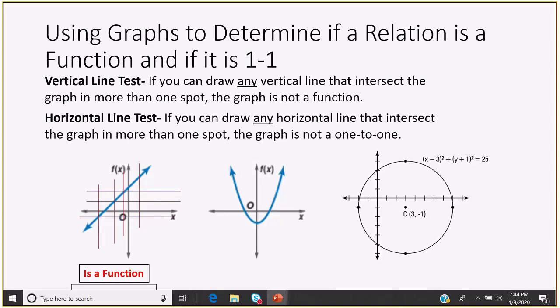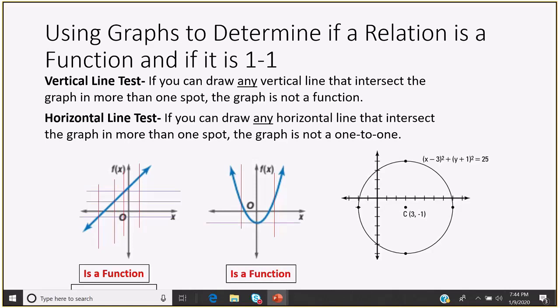Okay, second graph. Same type of thing. I draw a vertical line intersecting one point, draw another vertical line, it intersects one point. You can play this game all day. There is no way that you can draw a vertical line that will intersect more than one point. So it is a function. But now let's go to the horizontal line game.